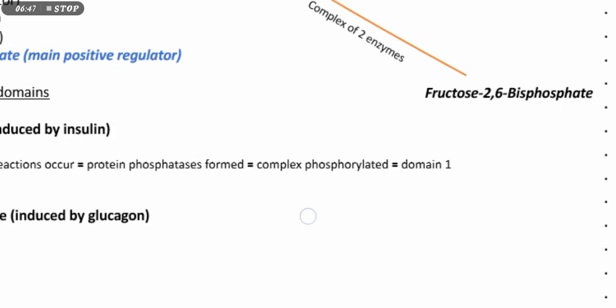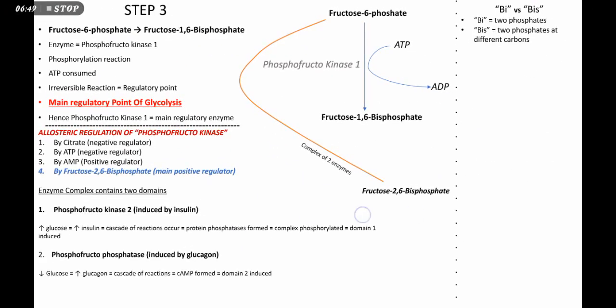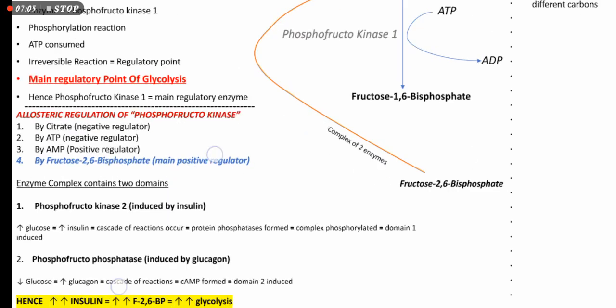So as a result, I can say that insulin is causing fructose 2,6-bisphosphate to be increased, and increased glycolysis. Hence, the insulin hormone is actually controlling this point.